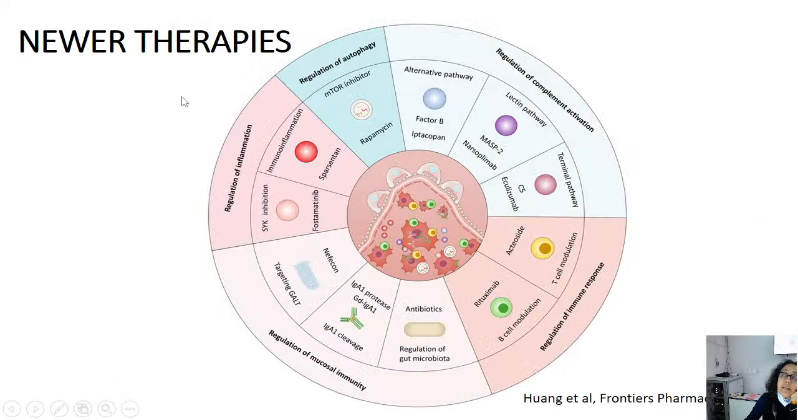There are a lot of newer therapies. The most interesting ones in advanced phase 3 trials are the gut-absorbing limited steroid, Nefecon, which is expected to have fewer side effects and equal efficacy as oral steroids, and the complement inhibitors, which are all in phase 3 trials.